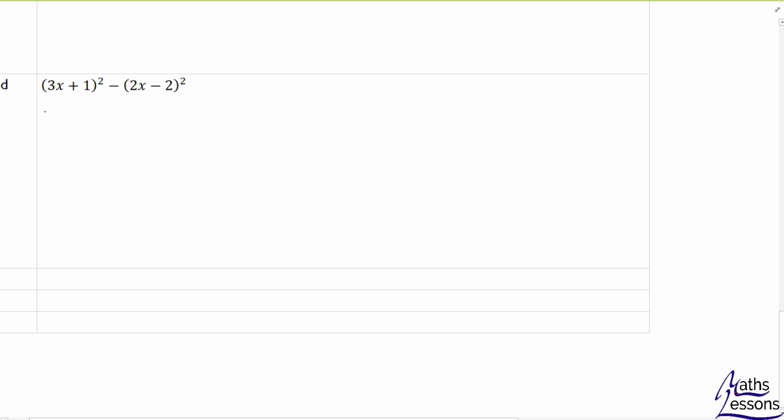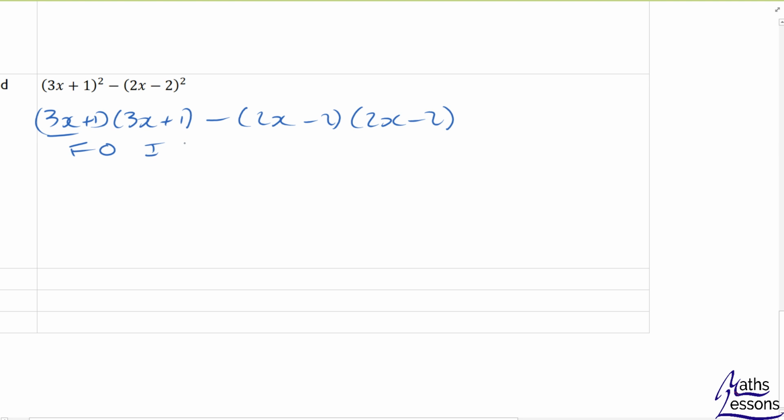So again, I'm going to write out the two brackets. So 3x plus 1 times 3x plus 1. That's what 3x plus 1 squared means. And then we're going to do 2x minus 2 times 2x minus 2. And we multiply out using our FOIL. I'm going to write out FOIL again to help you remember for both of these. And notice there's a nasty little minus here, which people miss out and consequently make mistakes.